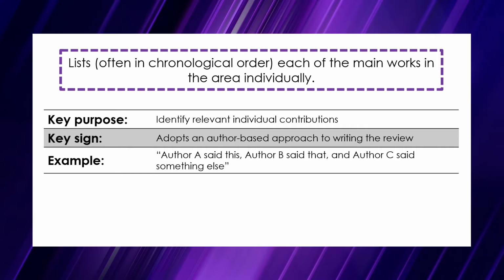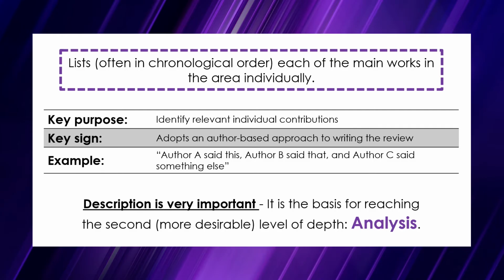As I often describe it, it's about saying that author 1 said this, author 2 said that, author 3 said that, and so on. This is the most basic level, but it's a very important level, and therefore you should spend some time describing. A good literature review starts with a comprehensive description. But bear in mind that description is not the end, but a means to proceed to the next step, analysis.